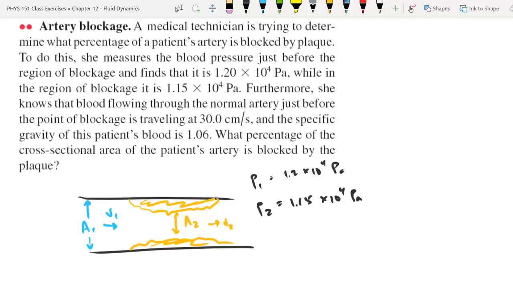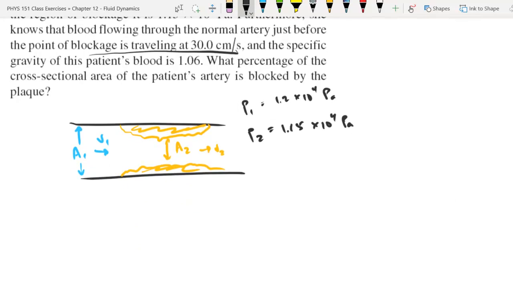We also know V1 was given to us as 30 centimeters per second, right? So that's going to be 0.3 meters per second. Pascals is in newtons per meter squared, so it's important that we keep everything in the metric system, in standard units. So V1 is equal to 0.3 meters per second. And the specific gravity of this patient's blood is 1.06.